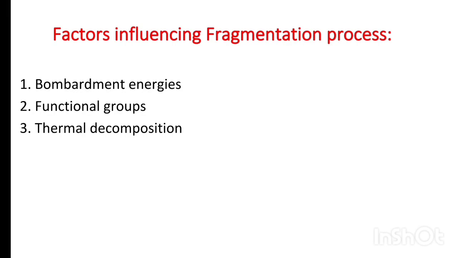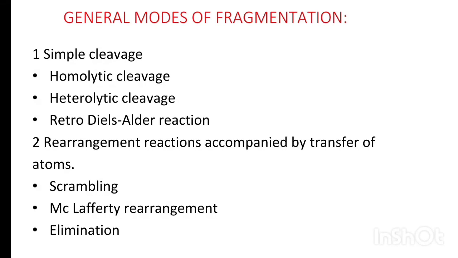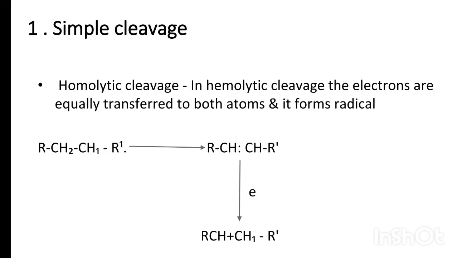Factors influencing the fragmentation process: first factor is bombardment energies, second is functional groups, and third is thermal decomposition. General modes of fragmentation. There are two modes. First one is simple cleavage and second one is rearrangement reactions accompanied by transfer of atoms. Simple cleavage occurs when the radical and odd electron from the bonds adjacent to the radical migrate to form a bond between the alpha carbon and either the heteroatom or the unsaturated functional group. Simple cleavage involves homolytic cleavage, heterolytic cleavage, and retro Diels-Alder reaction.